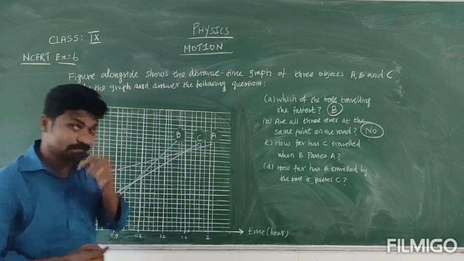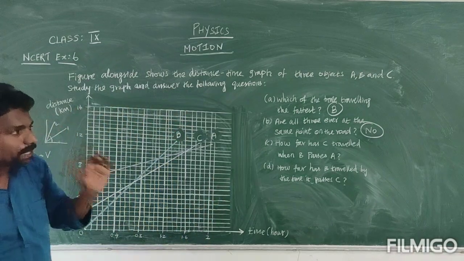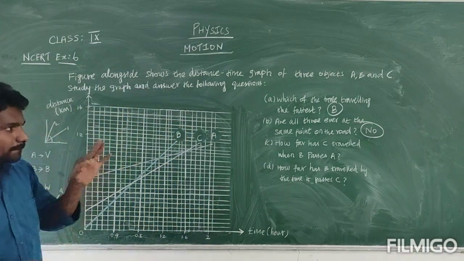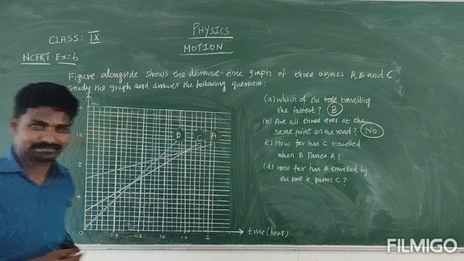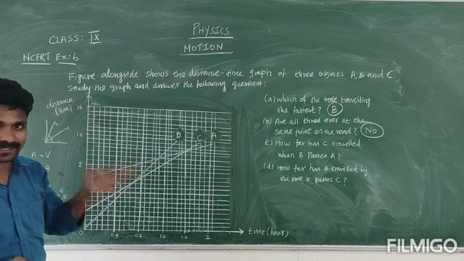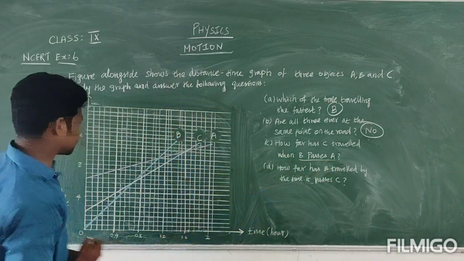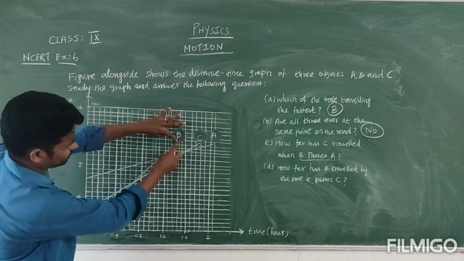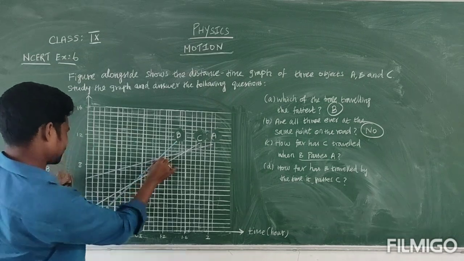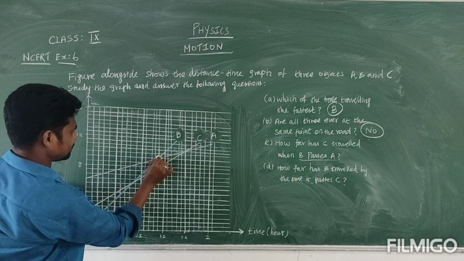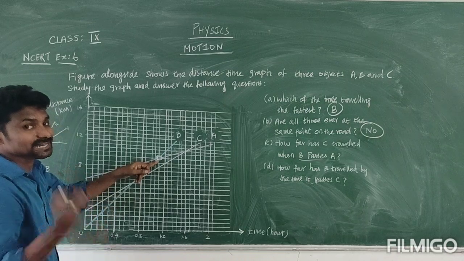Then next one, very important, should be careful. See, how far has C traveled when B passes A? I am asking how far C has gone when B crosses A. First look at B and A, and see where B and A cross. It is B, this is A. Here they will cross. So this is the point where B crosses A. At that time, what is the distance traveled by C?